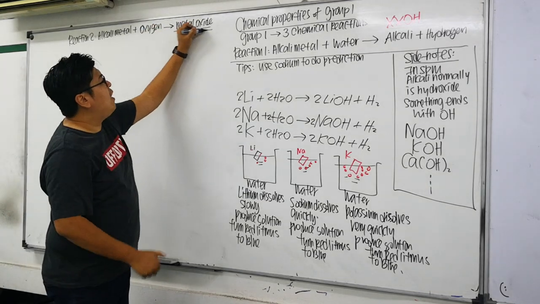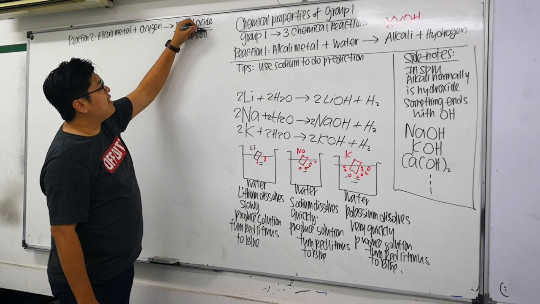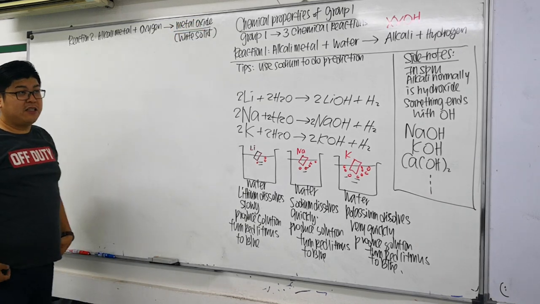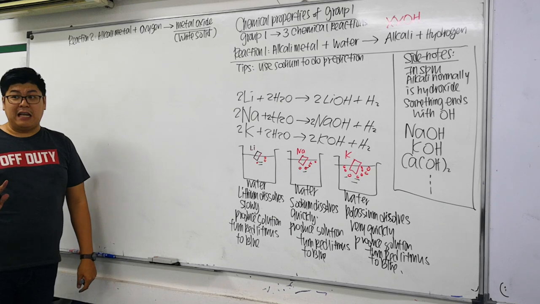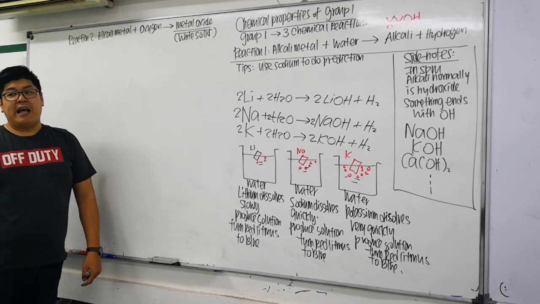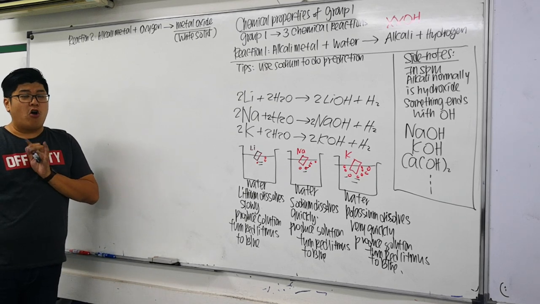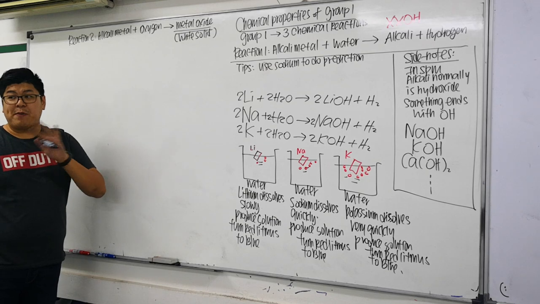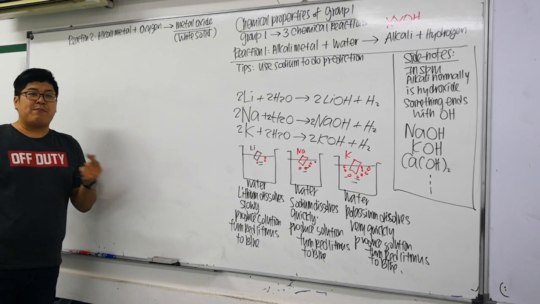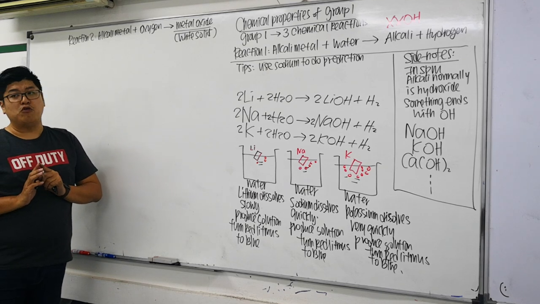Metal oxide appears as a white solid. Sometimes they will ask you the color, so please be careful. For example, they will ask what is the color of magnesium oxide? White. All the metal oxides should be white. There are some special cases you will learn in Form 4, Chapter 8, but not for now. For now you can assume all metal oxides are white.